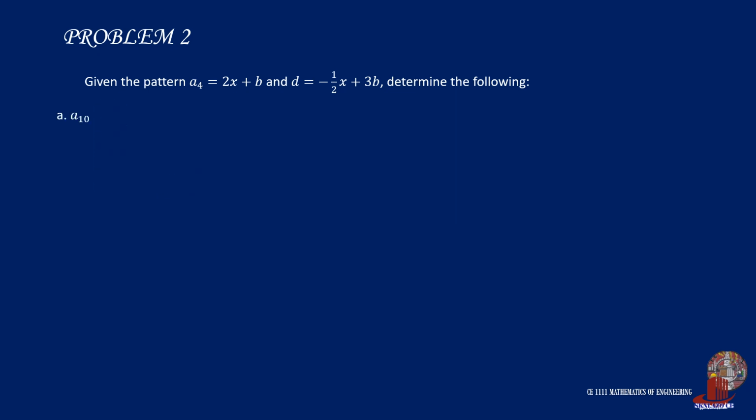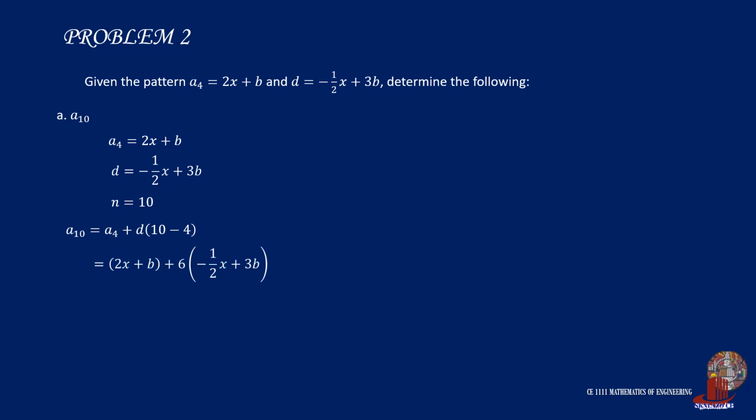Let's figure out the 10th term first. Having a sub 4 as 2x plus b, and d as negative half of x plus 3b, then n is 10, we use them in the standard form of a sub 10 as equal to the fourth term plus the common difference times 10 minus 4. These values are the indices of the terms.